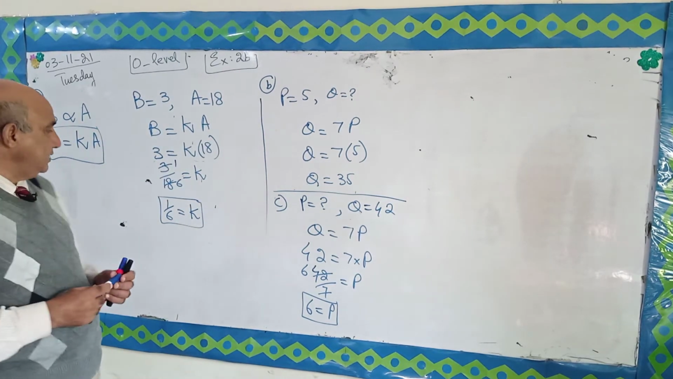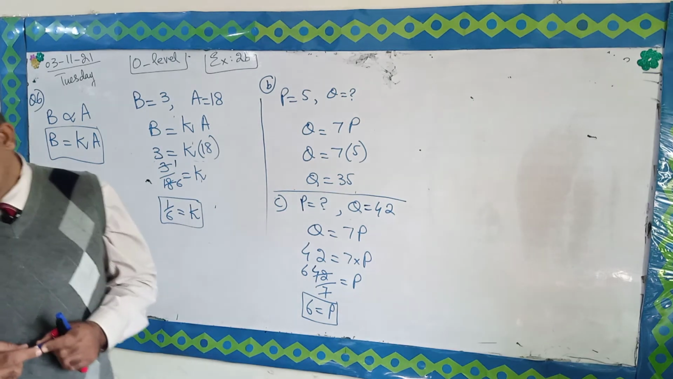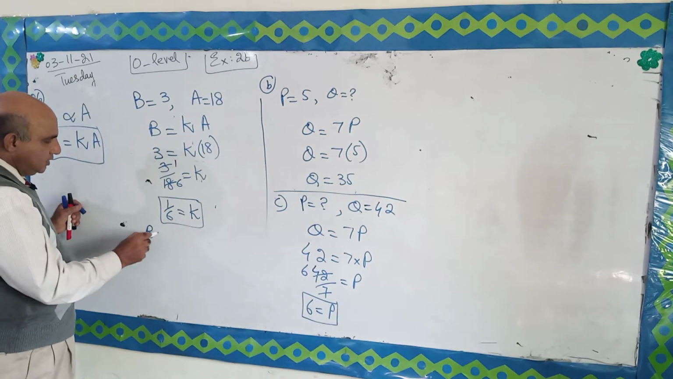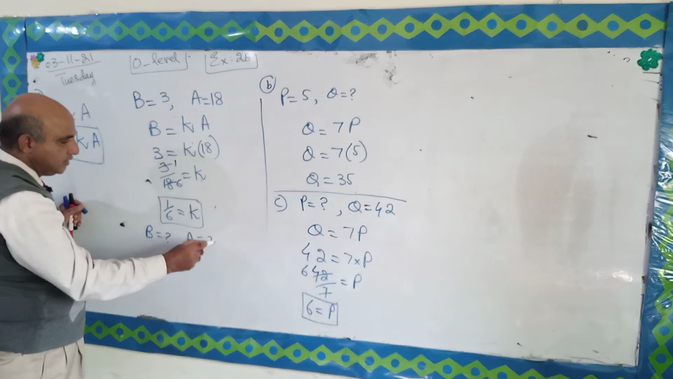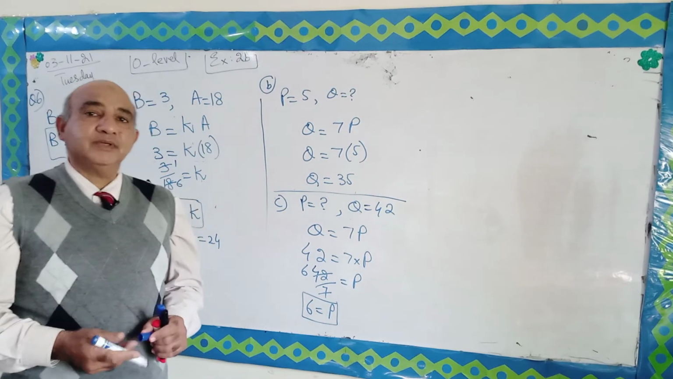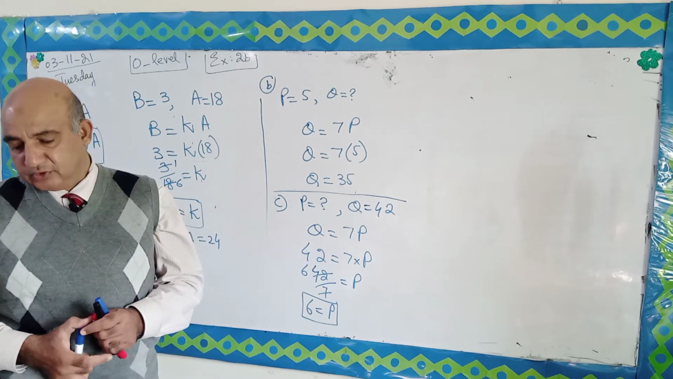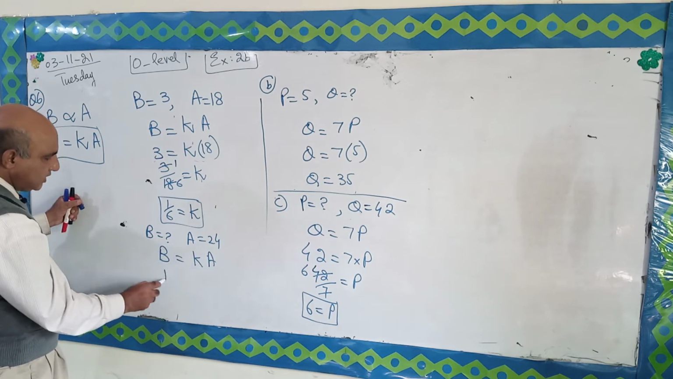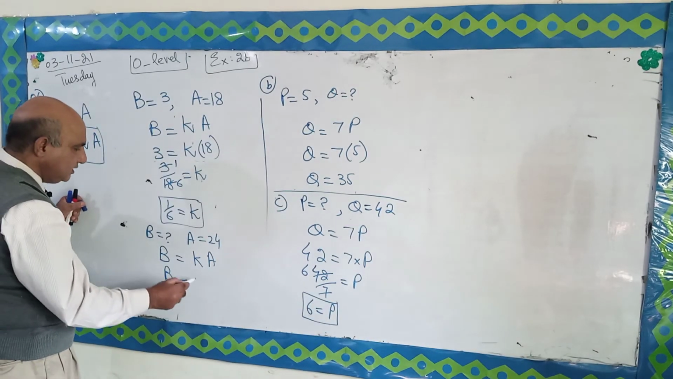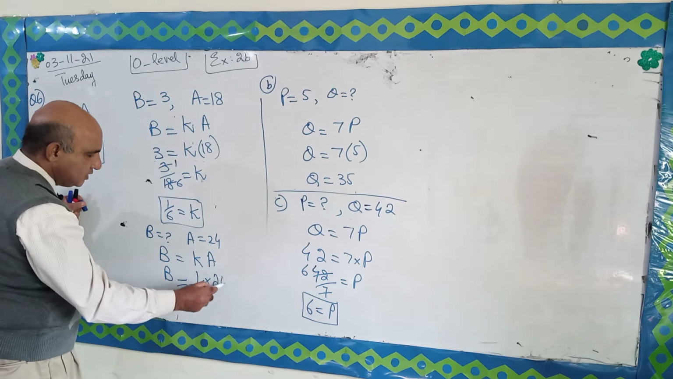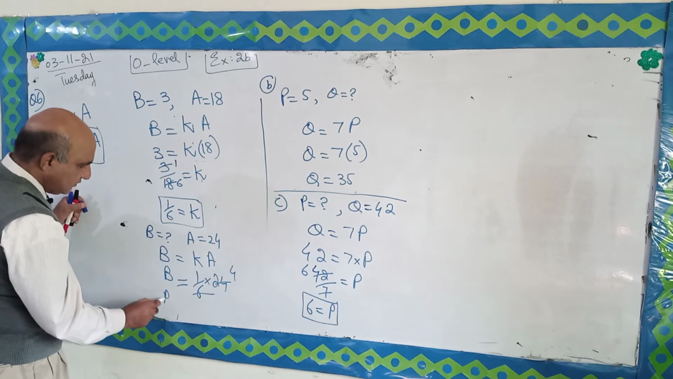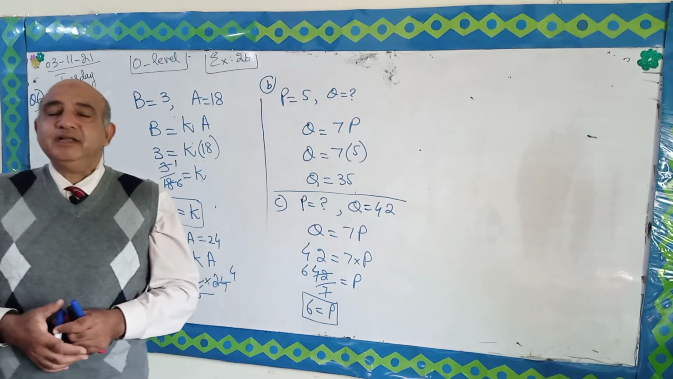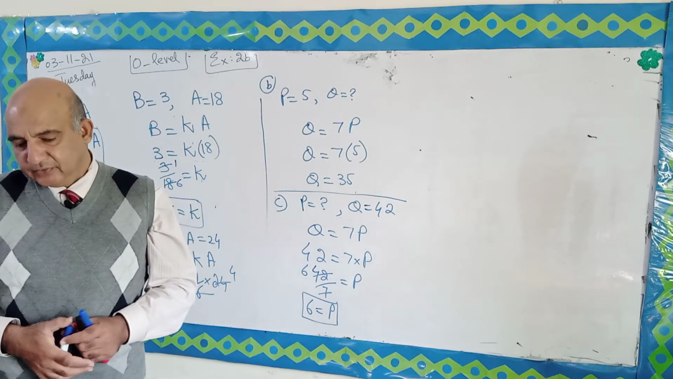Now, again, when b is equal to ka and a is 24, we have to find b when a is 24. Again we will apply the same formula, that is b is equal to ka. So here we are going to find the value of b. The value of k is 1/6 and the value of a is 24. So we'll just cancel them. So the value of b is 4. This is question number 6. I hope you have understood questions number 4 and 6.